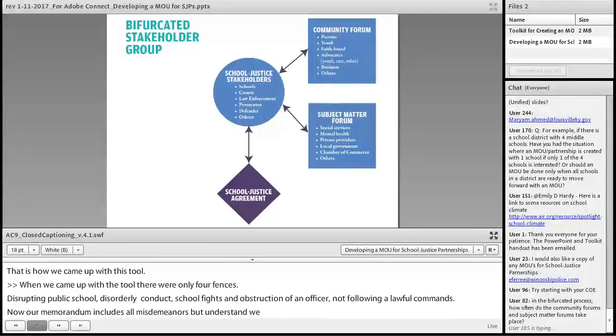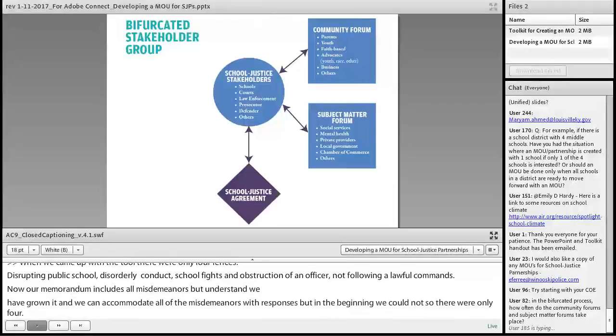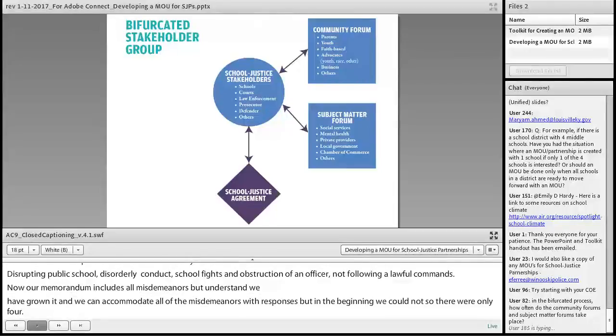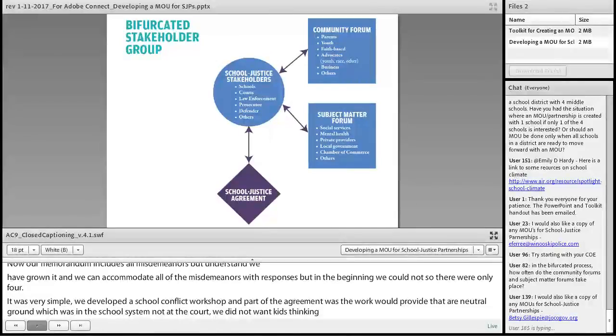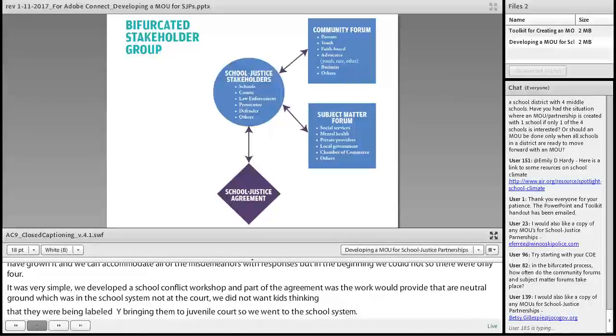We developed a school conflict workshop, and part of the agreement is that the court would provide that on neutral grounds, which is in the school system, not at the court. We didn't want to label the kids by bringing them over to the juvenile court, so we went over to the school system. We did this for a number of years until we started attracting funding. So at first it was no cost, but monies eventually came.